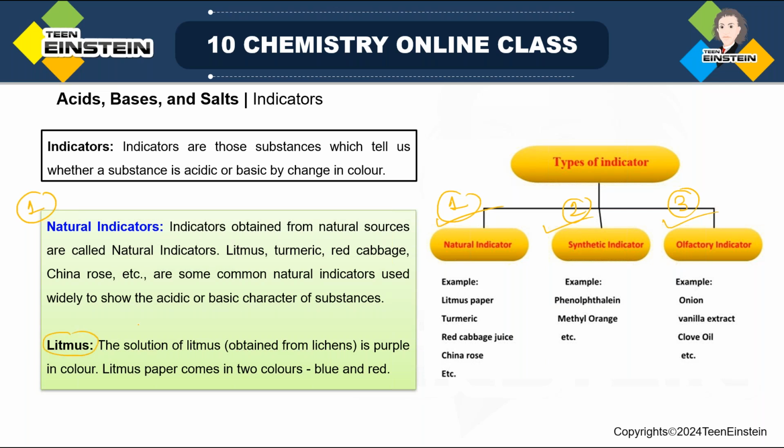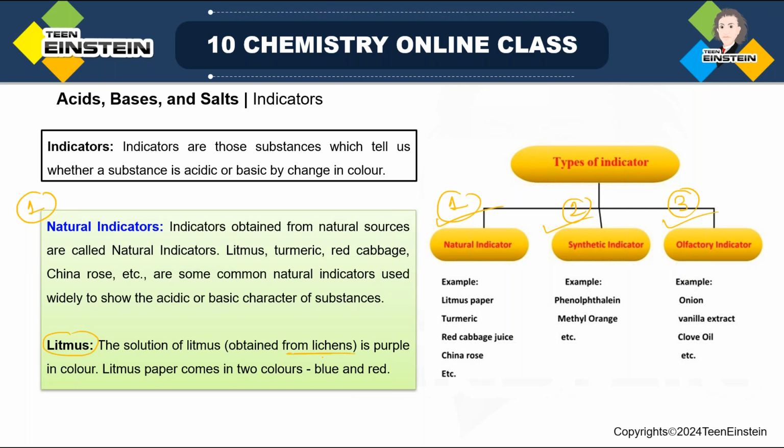So how does litmus do the work? The litmus solution is obtained from lichens type of plants. The solution itself is purple in color. But litmus papers are made: there is a special kind of paper where the litmus substance is present. They come in two varieties. Two different types of litmus papers are available, blue and red. These two help us to understand whether a solution is acidic or basic.